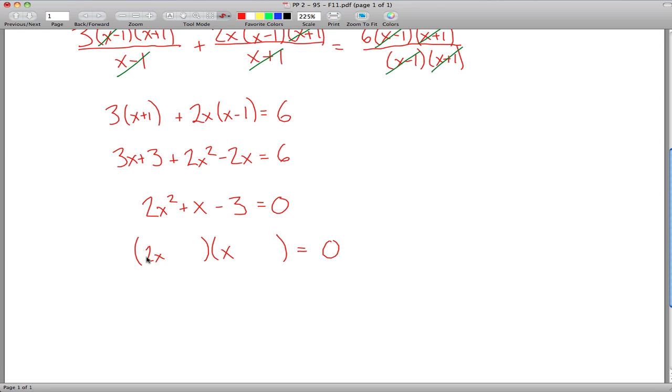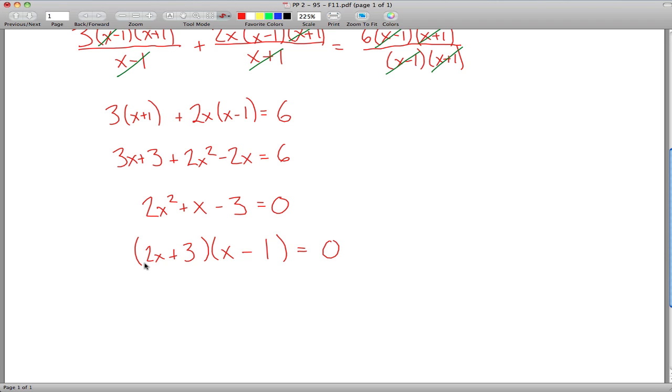Let's see, 2x squared has to be 2x times x. And then we want things to multiply to be negative 3. So negative 3 positive 1 or negative 1 positive 3. And when we put them in and kind of FOIL out, we need to end up with positive 1 in the middle. Let's see, how can we do that? Maybe we'll make positive 3 over here and negative 1 over here. Let's see, 2x times negative 1 gives us negative 2x. 3 times x gives us positive 3x, so positive 3 minus 2. Sure enough, that does work out.